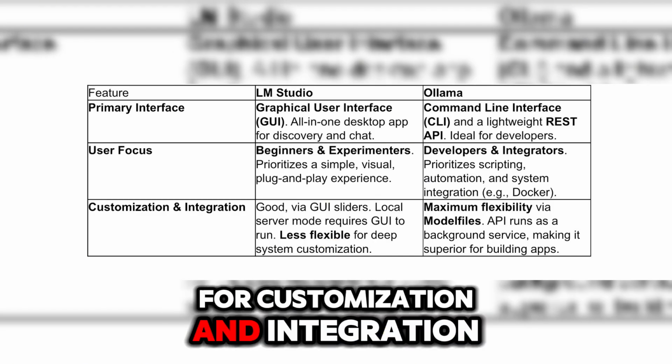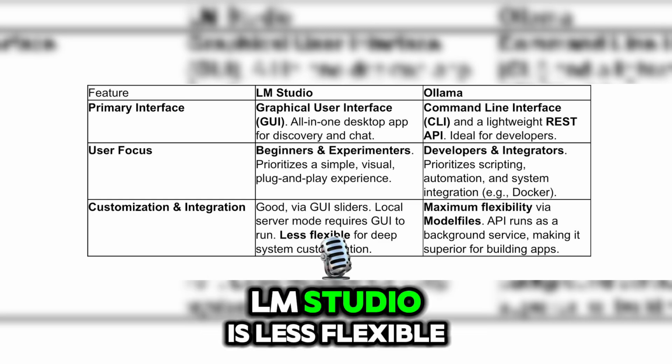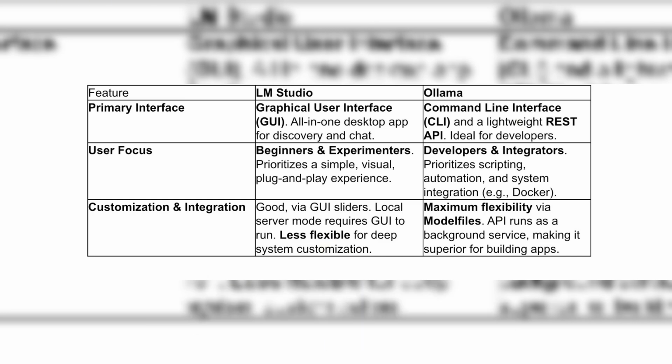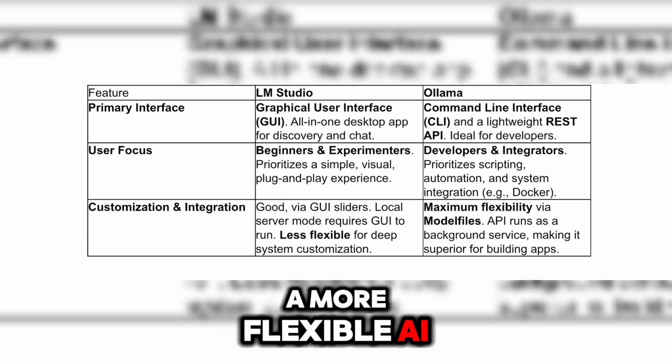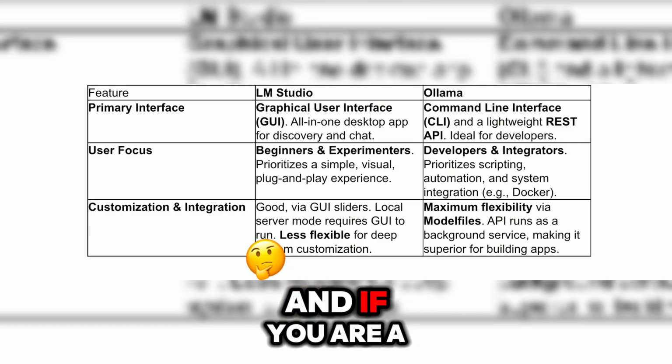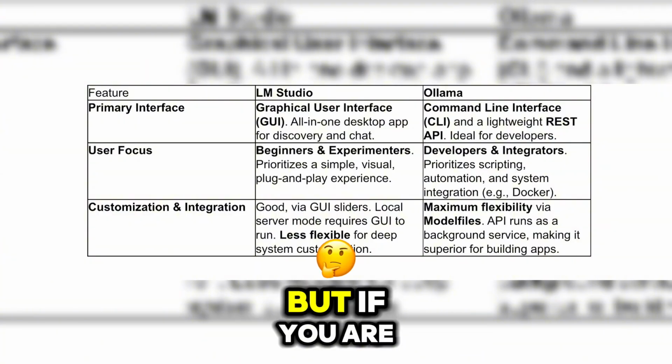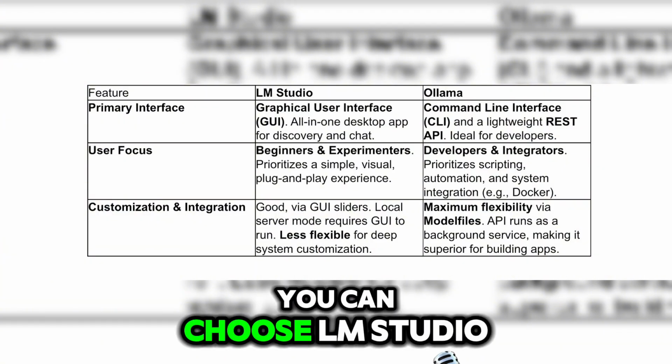For customization and integration, LM Studio is less flexible while Ollama has maximum flexibility. So if you want a more flexible AI that you can choose from, and if you are very professional, you can choose Ollama. But if you are a beginner, you can choose LM Studio.